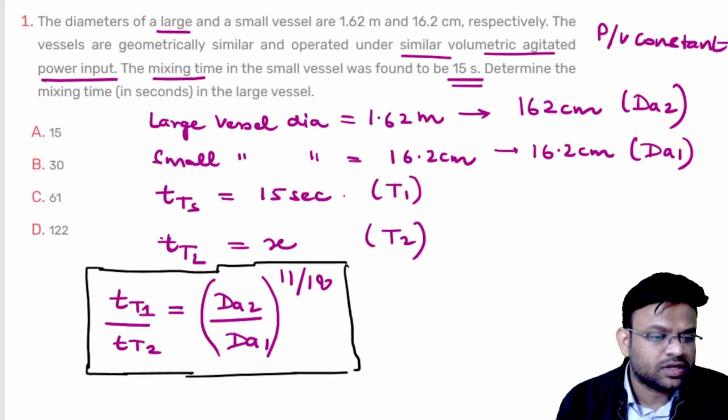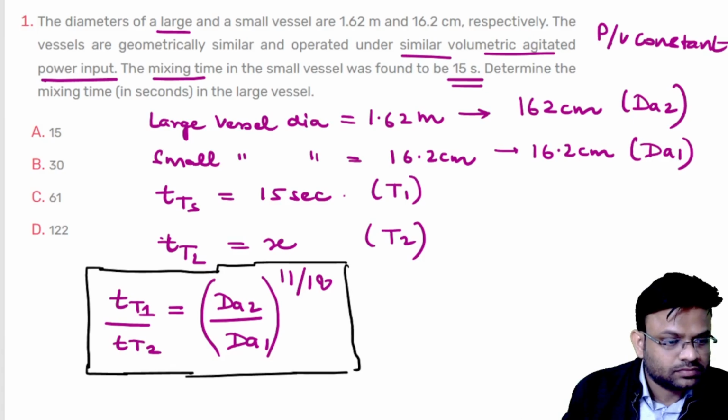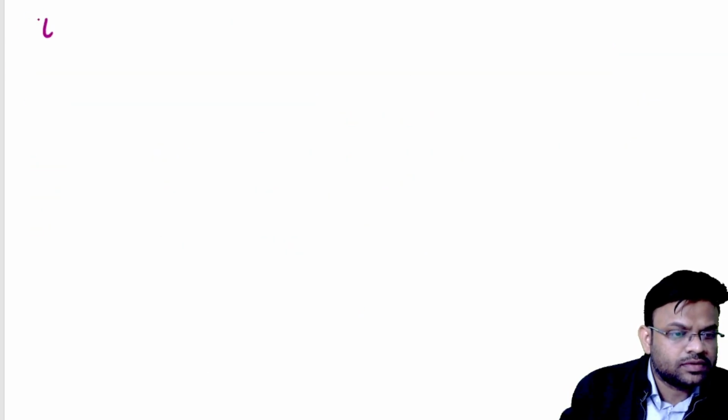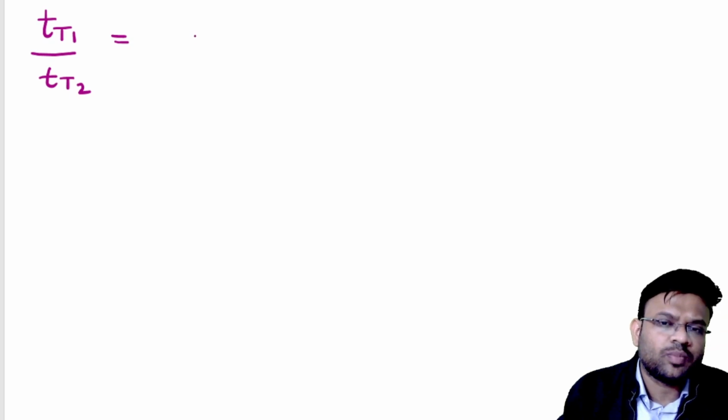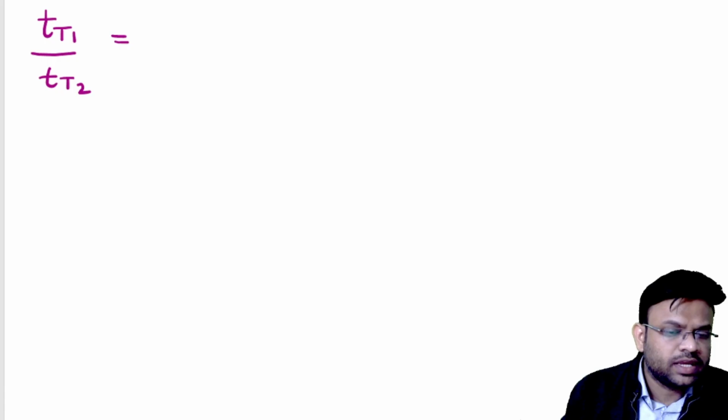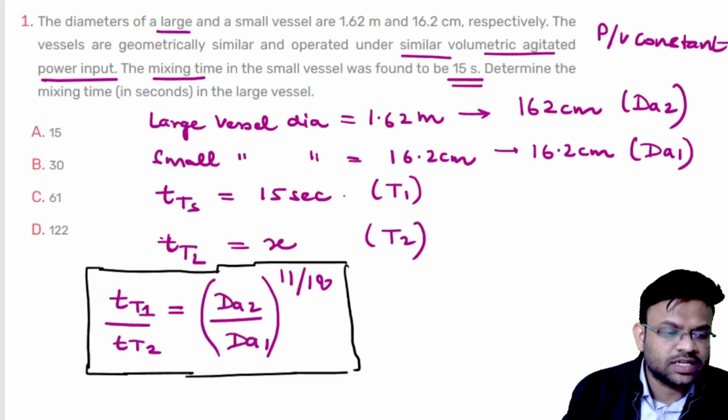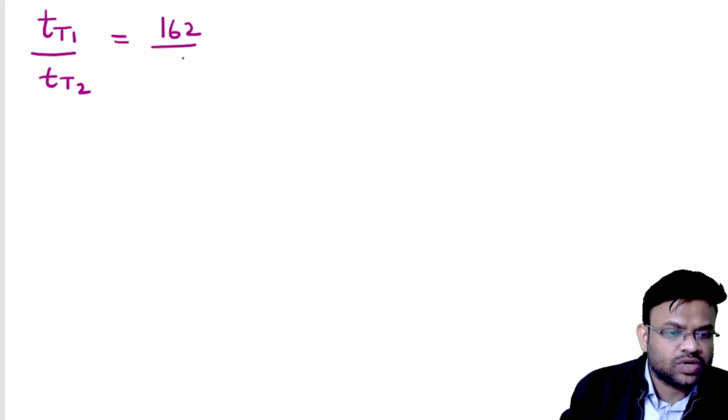So now let me put these things into the formula. I'm just writing down over here. T1 upon T2 is equal to dA2 upon dA1 was the formula. So diameter dA2 162 upon 16.2, and this can be raised to the power of 11 by 18.